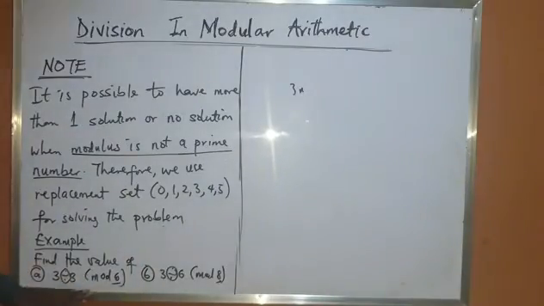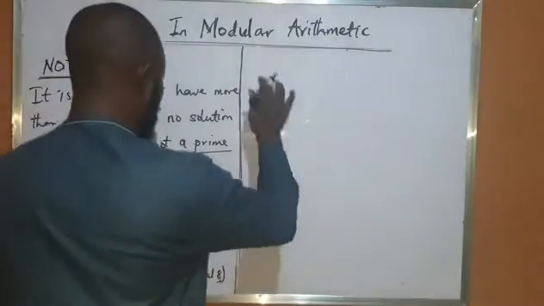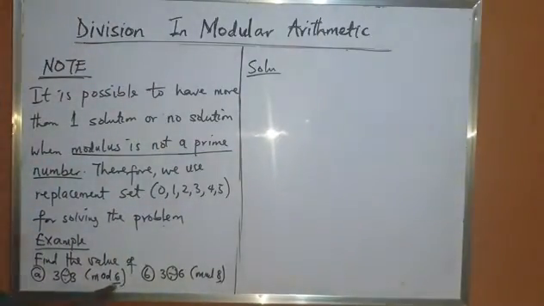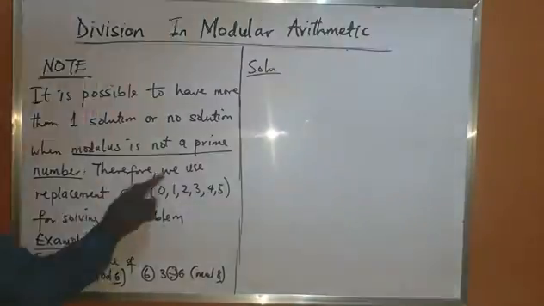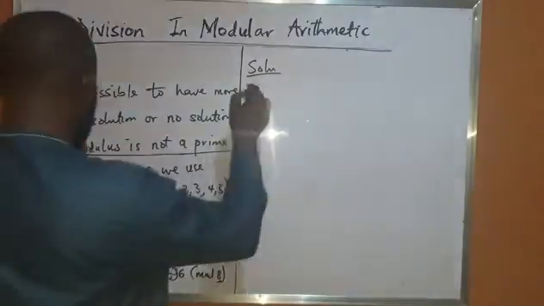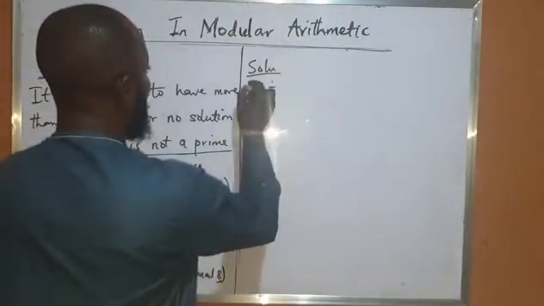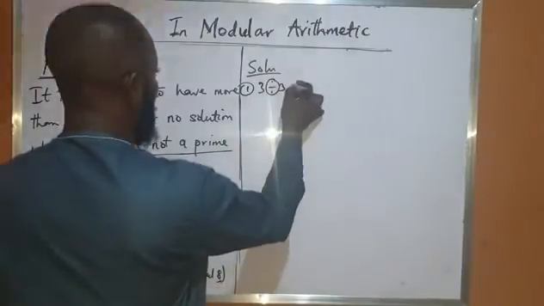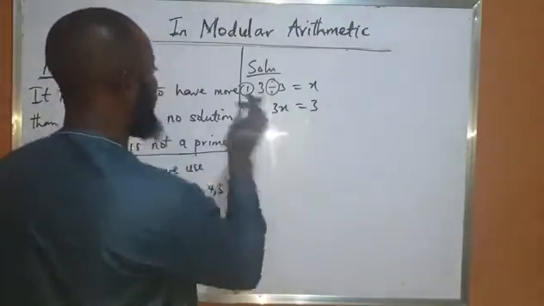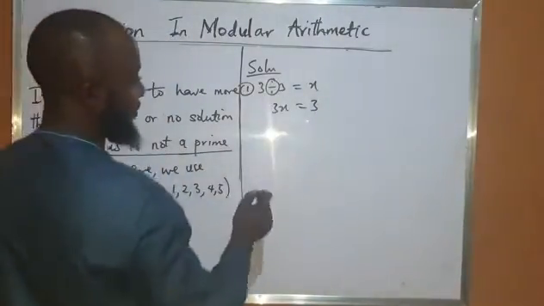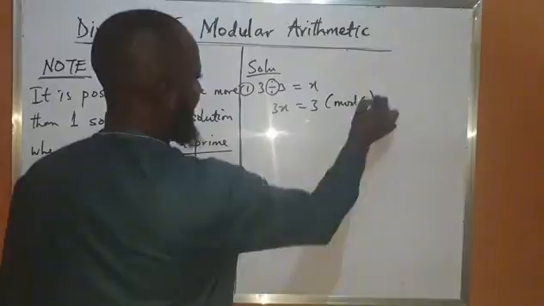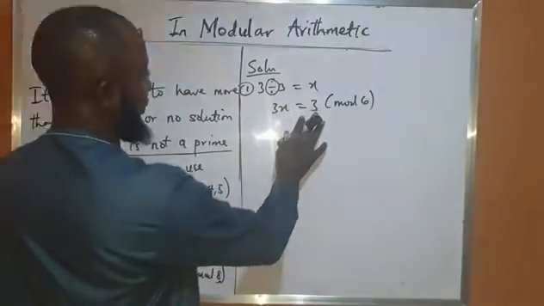So let's look at this example. Solve this. When you have a non-prime number like this, you use the first method, that is the replacement method. We have 3 divided by 3 mod 6. Let it be x. So that means 3x equals 3. We look for the inverse of 3 to multiply by both sides, that will give us 1. So in that case, we have mod 6, since 3x equals 3 mod 6.